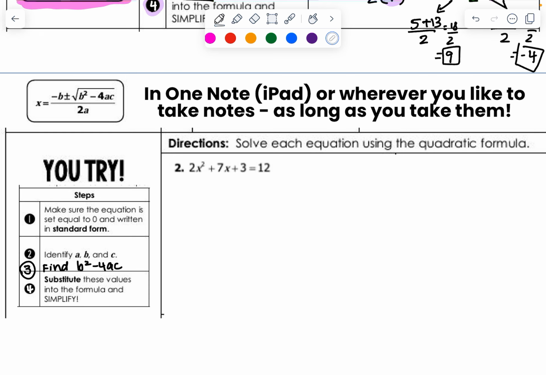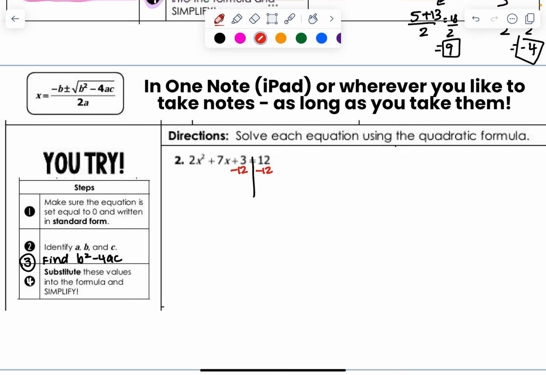2x squared plus 7x plus 3 equals 12. We can see that the equation is not equal to 0, so we've got to do that. Drop a line. This 12, buddy, you got to go. See ya. Wouldn't want to be ya. Numbers with numbers, x's with x's, x squareds with x squareds.